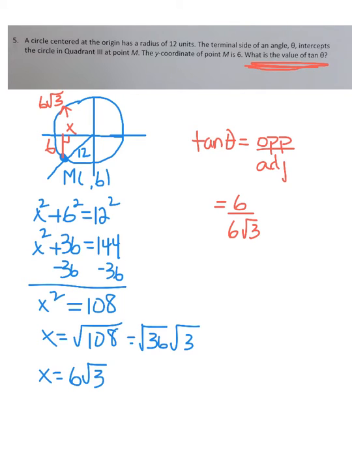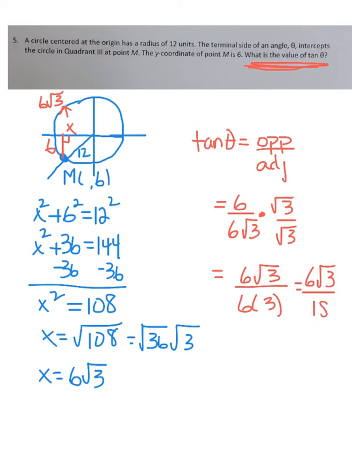Now, I can't have a radical in the denominator of a fraction, so we rationalize that. So what we do is we multiply the numerator and the denominator by that radical. And what that ends up giving me in the numerator is 6 radical 3. And then in the denominator, I have 6 times 3, because remember, radical 3 times radical 3 is just 3. Okay? And then that gives me 6 radical 3 over 18. And lastly, I can reduce that, 6 over 18, and I get radical 3 over 3.